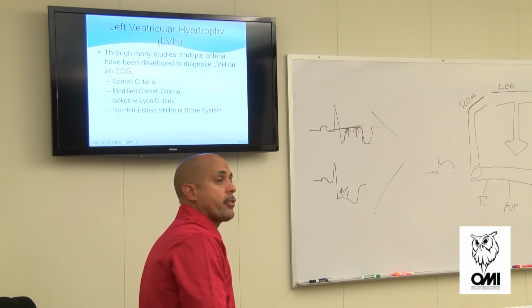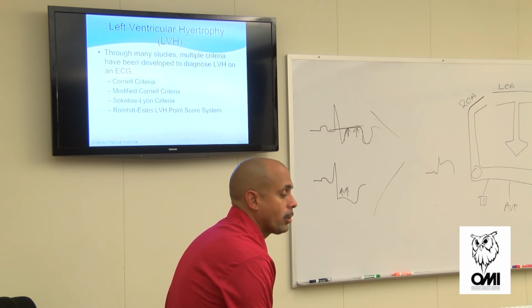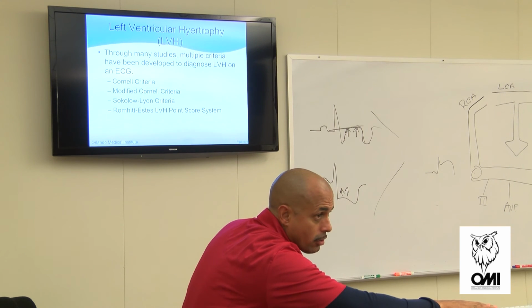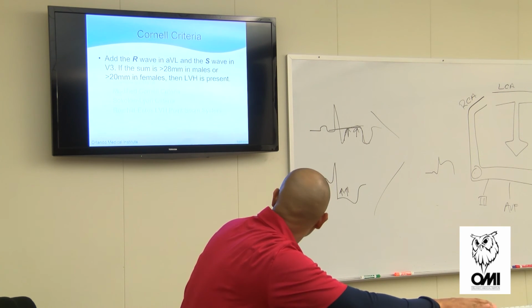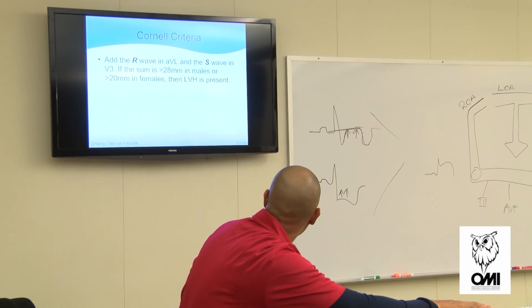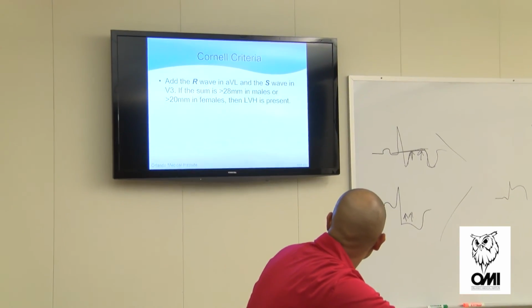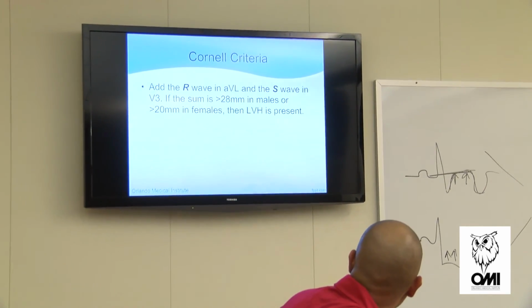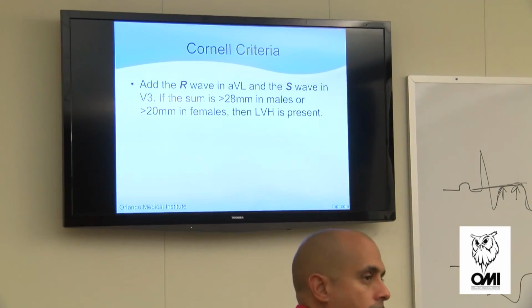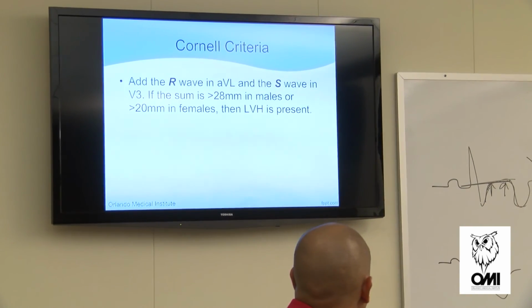Left ventricular hypertrophy. We talked about this, right? Now, I want you to see the 4 different ways you could read left ventricular hypertrophy. Let's go through these. The Cornell criteria: add the R wave in AVL and the S wave in V3. If it sums up to 28 little boxes in males, LVH. If it sums up to 20 millimeters or more in females, LVH.